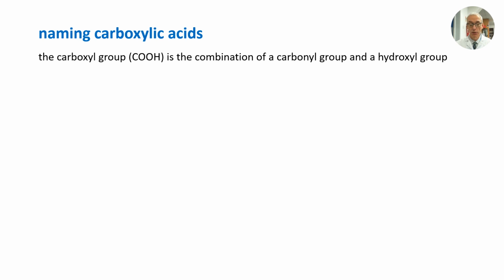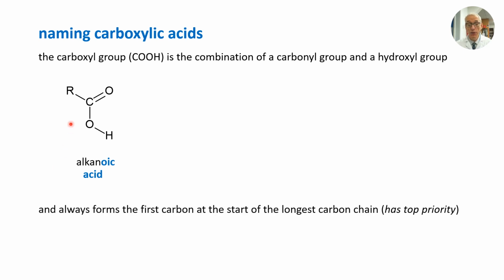So naming carboxylic acids, which in OCR A are regarded as a combination of the carbonyl group and a hydroxyl group. So here is the generalized structure, and systematically they're called alkanoic acids, although OCR A continues with the traditional carboxylic acid naming. The carbon of the carboxyl group is always numbered number 1 in any carbon chain.